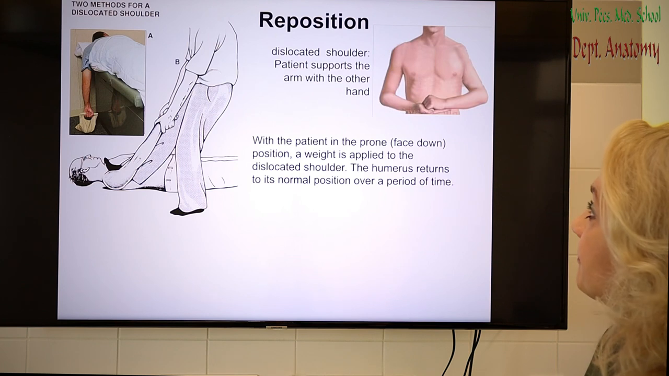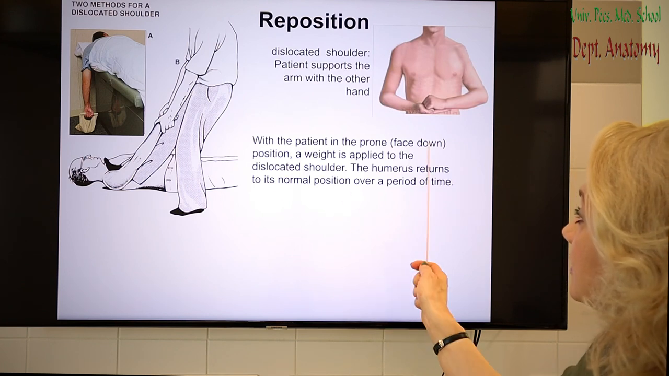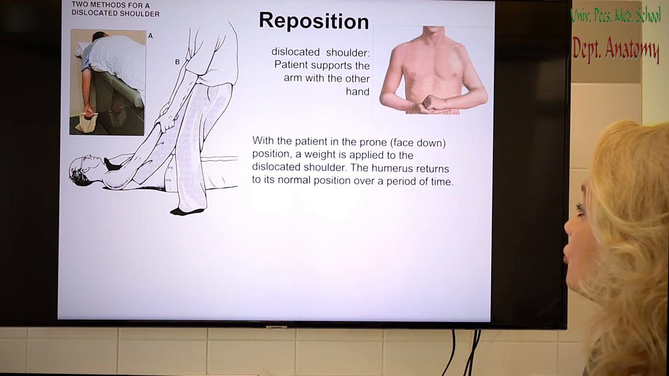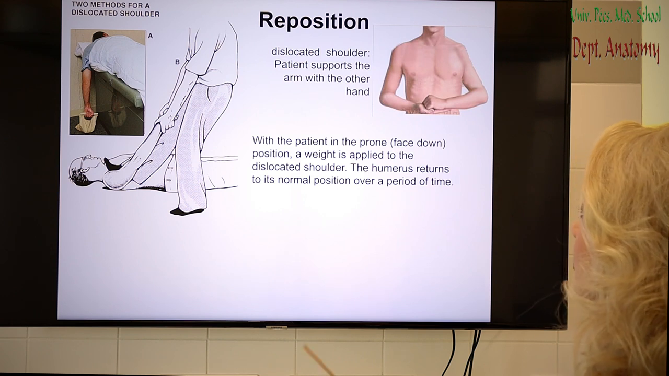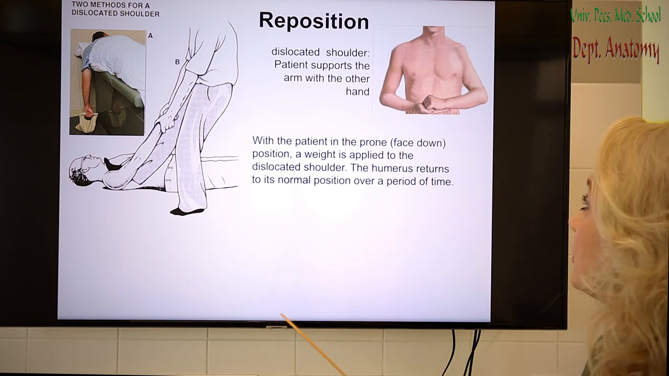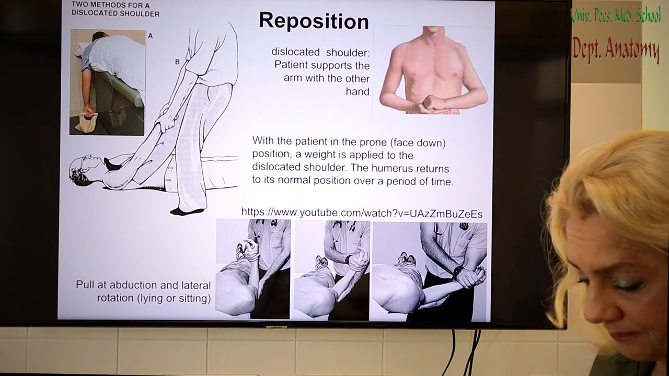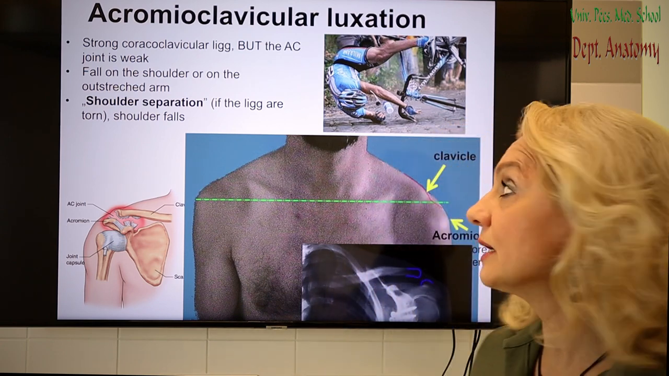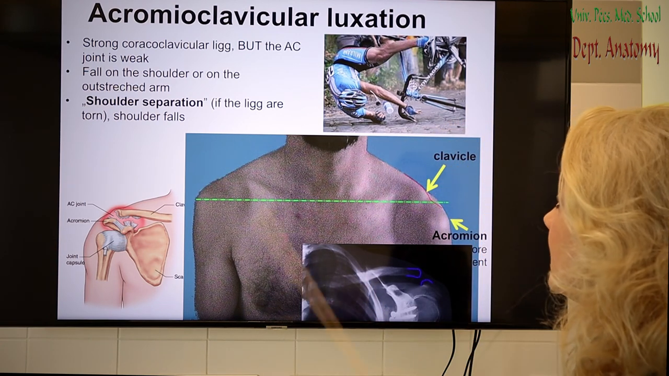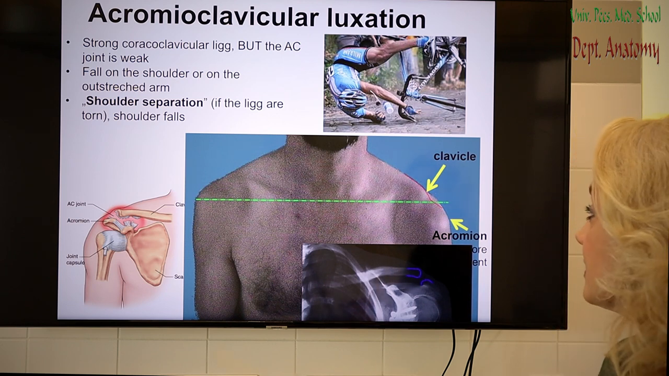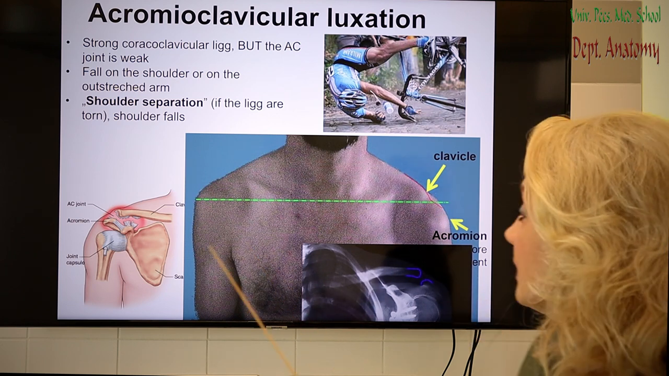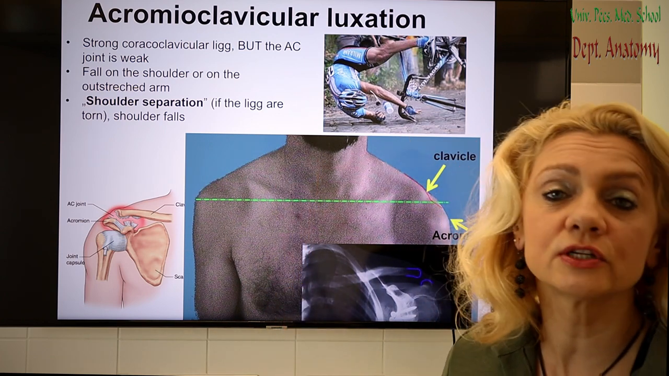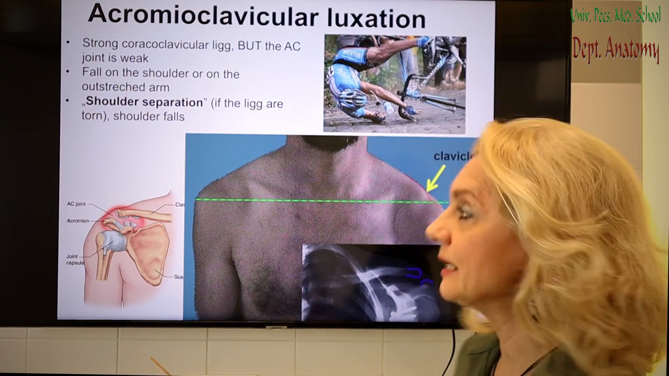It can be damaged. For the reposition, the patient is in the prone position and weight is applied on the dislocated shoulder. These pictures show possible ways to do the reposition of the shoulder joint. Other joints can also be dislocated, for example the acromioclavicular joint, by falling on the arm as well. Here you can see the dislocation like stairs. This won't be asked, I just wanted to show you that of course any joint can be dislocated.